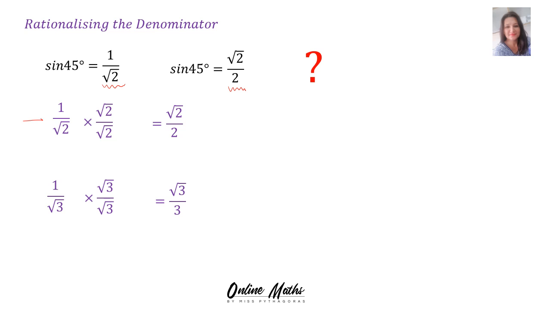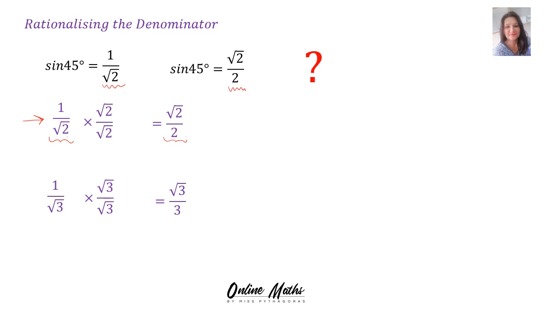When I give you 1 over root 2 and you multiply by root 2 over root 2, when you do that, it's as if you're multiplying by 1. Then you can say 1 times root 2 is root 2, and on the denominator, root 2 times root 2 is just 2. So here it's very clear why 1 over root 2 is exactly the same as root 2 over 2.